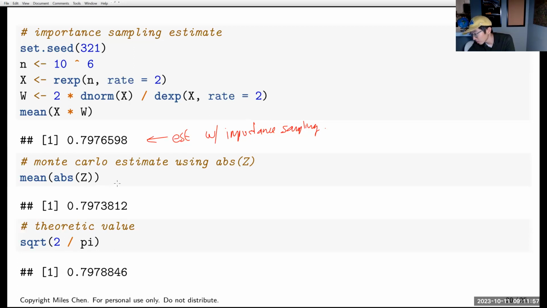Here, z comes from the normal, and then I take the absolute value of z and calculate the mean. This is another Monte Carlo estimate. And then here's the theoretical value. The theoretical value is the square root of 2 over pi. This is if you did the analytic solution, so this is found analytically.